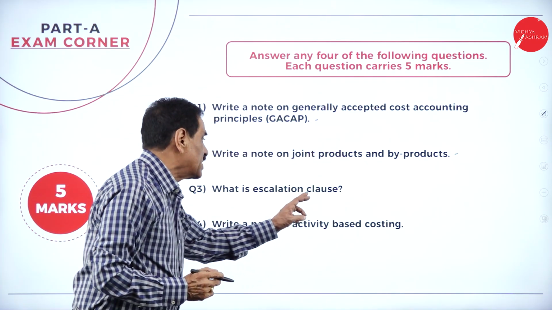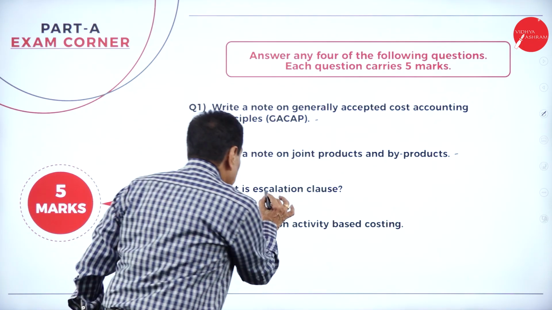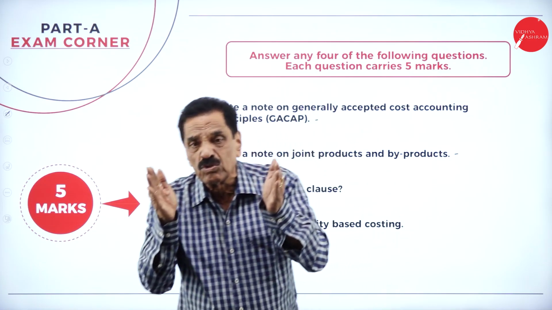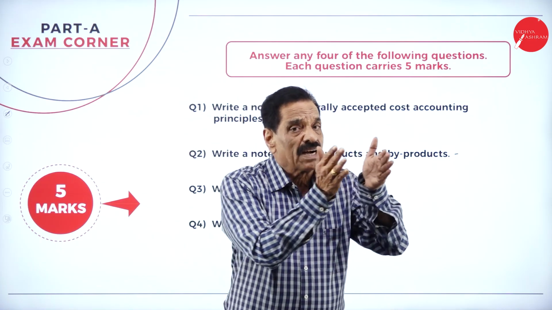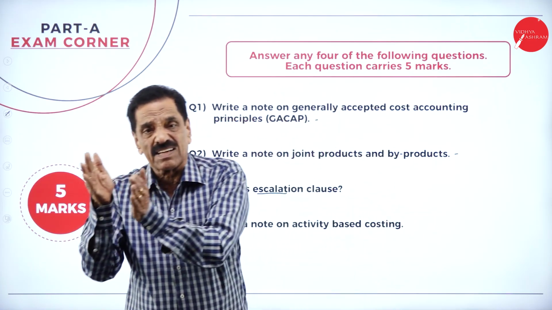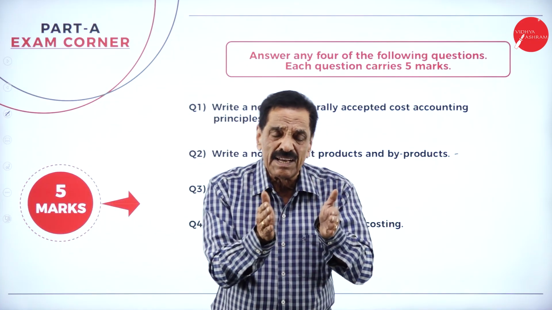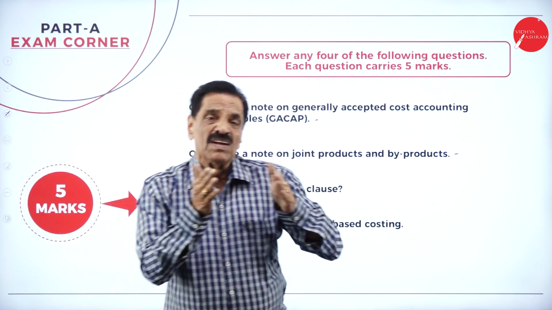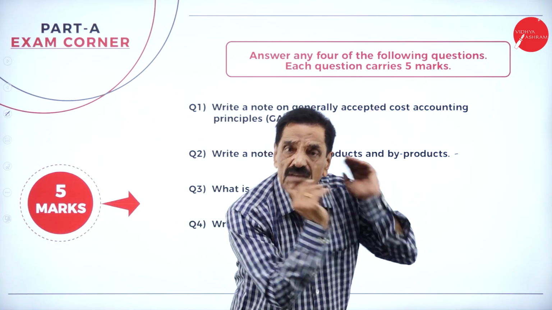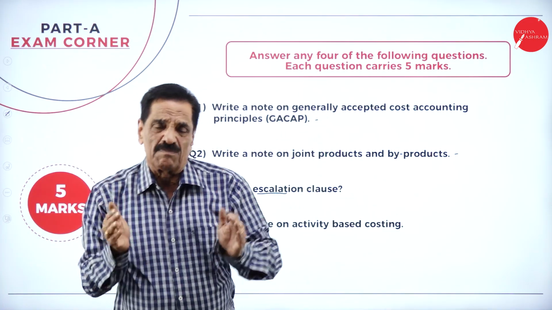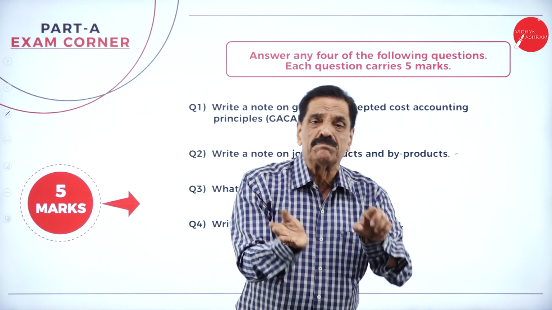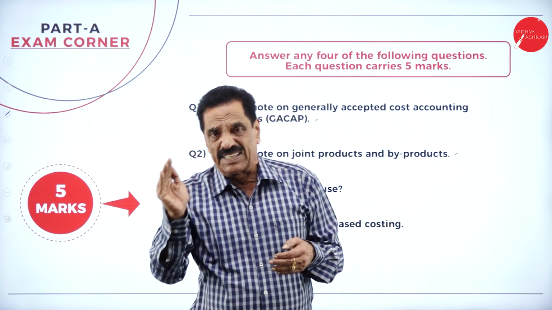Then, what is escalation clause? This word is most important here. So, in a contract account, there are 2 parties. One is called the contractor, another is called the contractee. Contractor is going to execute the work. Contractee is the owner. So, before starting the construction, there is an agreement between the contractor and the contractee.